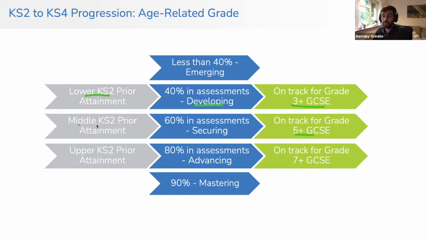A student who comes in at middle prior attainment, you would expect to be getting securing throughout Key Stage 3 and then going on to grade 5 at GCSE. So what this means is that when teachers are communicating about it and checking their assessments, we can now say, well, are the students that are getting securing the students that you would normally expect will go on to get a grade 5 and above?